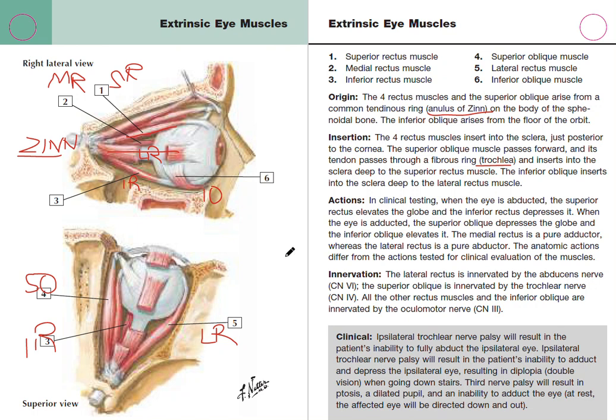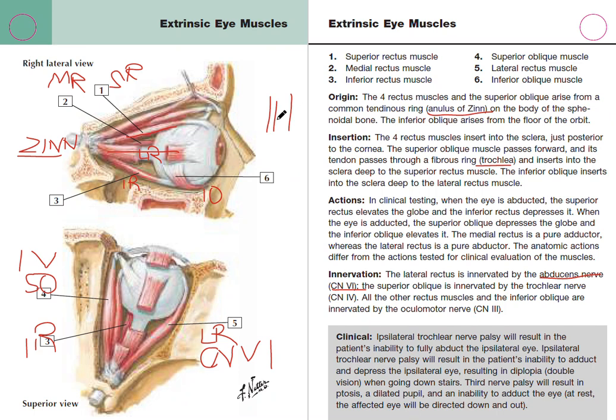The lateral rectus is innervated by the abducens nerve or cranial nerve 6. The superior oblique over here is innervated by the trochlear nerve. So we have SO4 and LR6. And the other rectus muscles, as well as the inferior oblique, are innervated by the oculomotor nerve. So that's superior oblique, cranial nerve 4, lateral rectus, cranial nerve 6, and the rest of the other muscles, cranial nerve 3, which is the oculomotor nerve.